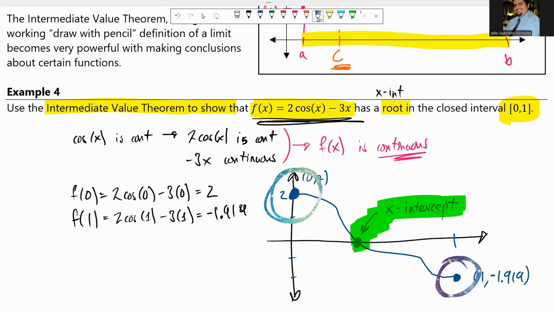Now, we know that one exists. We just don't know what that value is, and that's fine. The intermediate value theorem just said that one exists. If we really do want to find it, we have to throw it to a computer for it to give me a numerical answer.